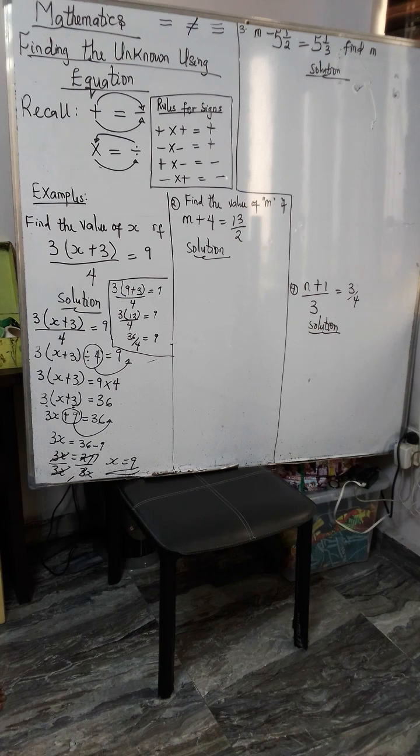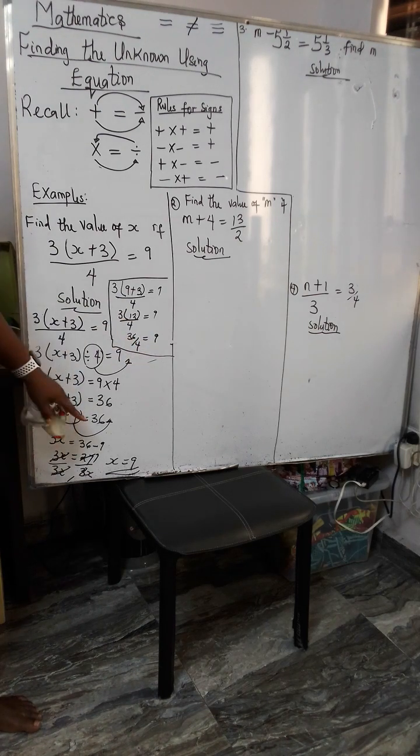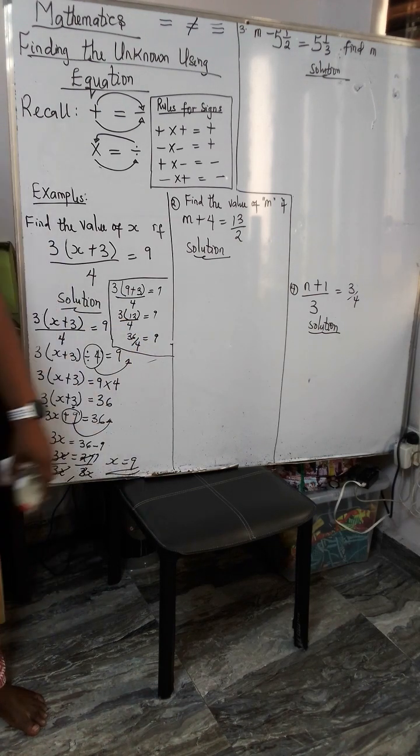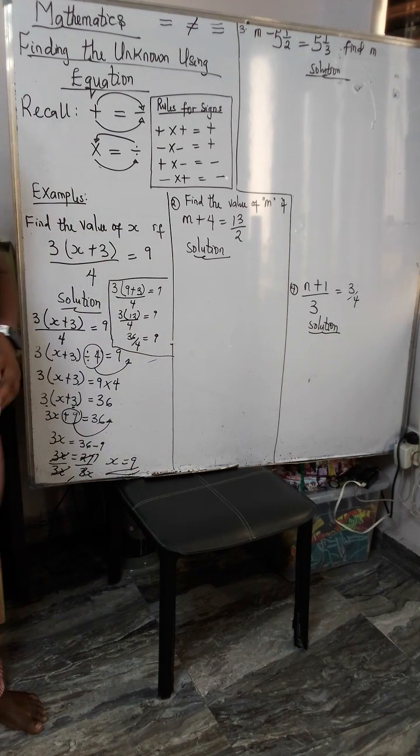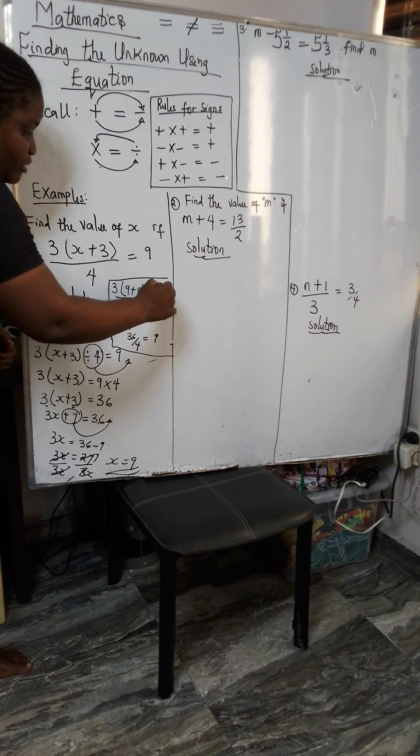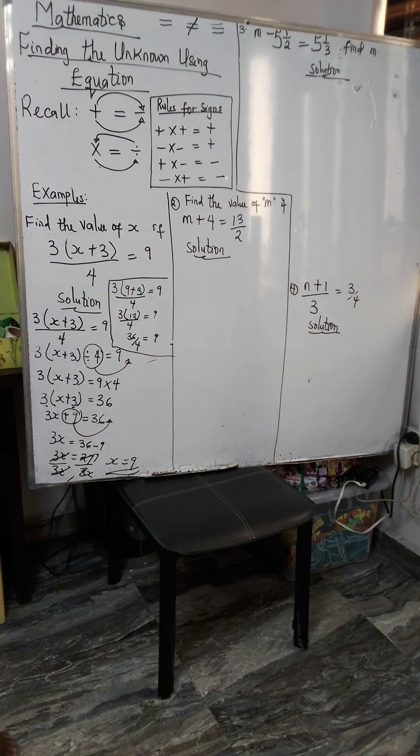So if 36 divided by 4 is 9, it means 9 on the left hand side of the equation and 9 on the right hand side of the equation. That's how we can be sure, or we can confidently say that the value of x here is actually 9.